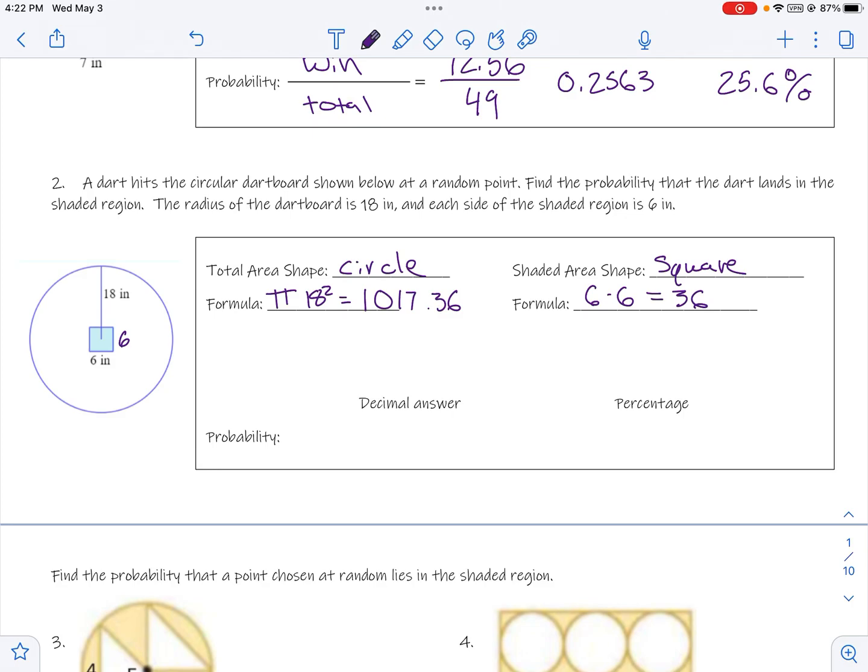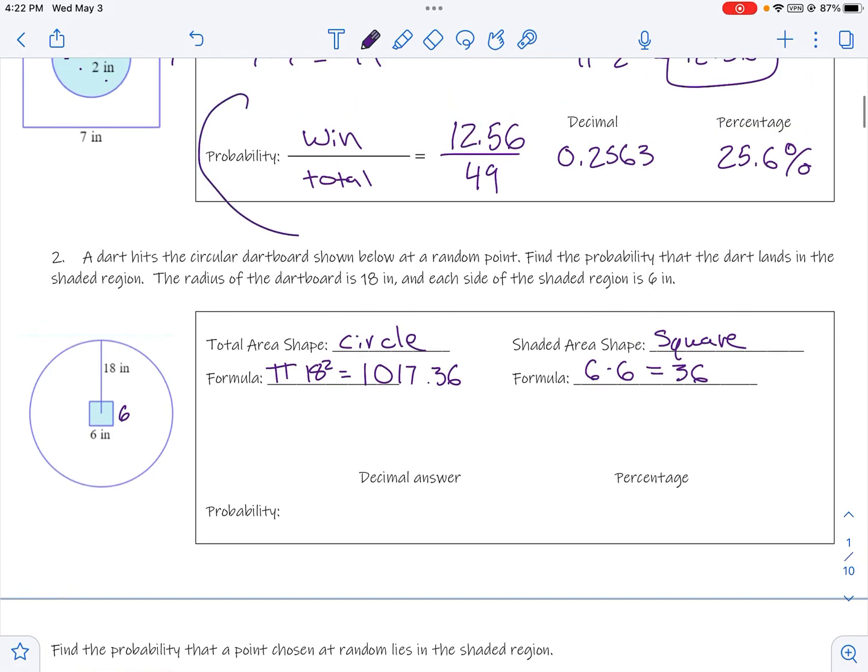Okay, and then I can do my probability. Remember, I'm going to use the same formula, win divided by total. That's an important formula for later too. We're going to use that like basically the whole unit. So win divided by total. My win would be considered the square. I have to hit it in the shaded region, which is the square. Those would all be considered wins. So 36. My total was the circle. That's the outside shape. That's going to be 1017.36.